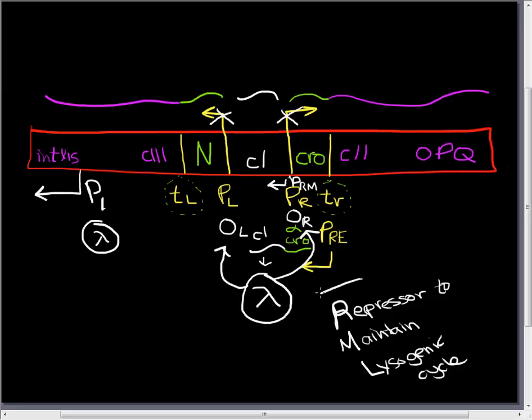lysogenic cycle. So when we turn on C1, when we make the lambda protein, we're going to repress making N, C3, CRO, C2, O, P, and Q. We're going to repress all of those. We're going to activate the PRM promoter that will make more lambda protein, as well as the P1 promoter, which will make the proteins int and exis. And so this is the lysogenic choice.